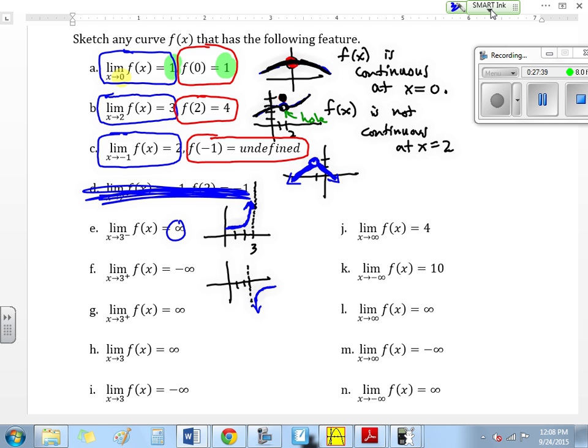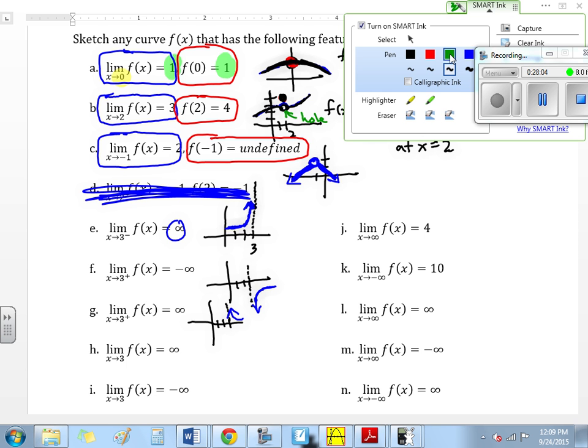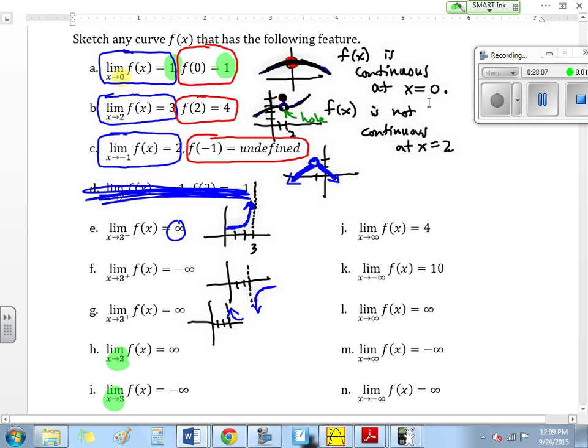Try part G. So I drew it where you start on the right side of x equals 3, and it shoots up. Because it says 3 plus, that means on the right side of 3. And infinity is shooting up. How about the next one? The next two, actually. Notice there's no superscript on that 3 now. What does that imply? What does it tell you? Both sides. So draw a graph that goes up to infinity on both sides of 3. See if you can draw that.